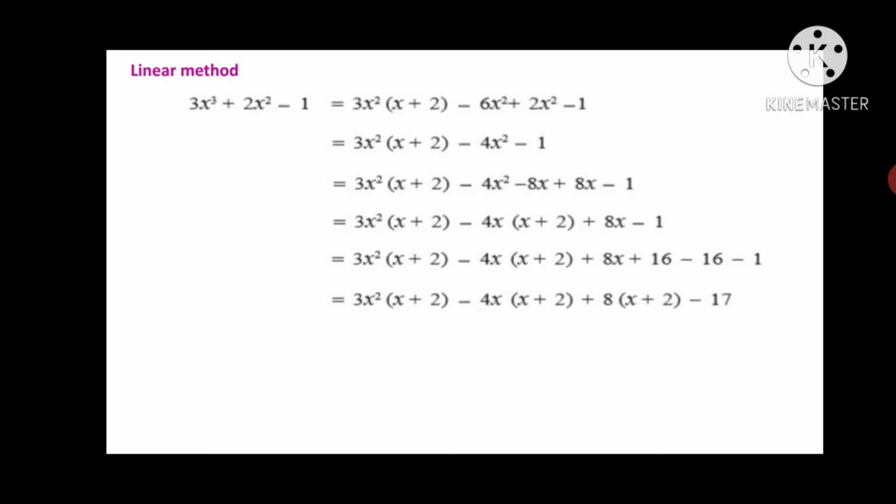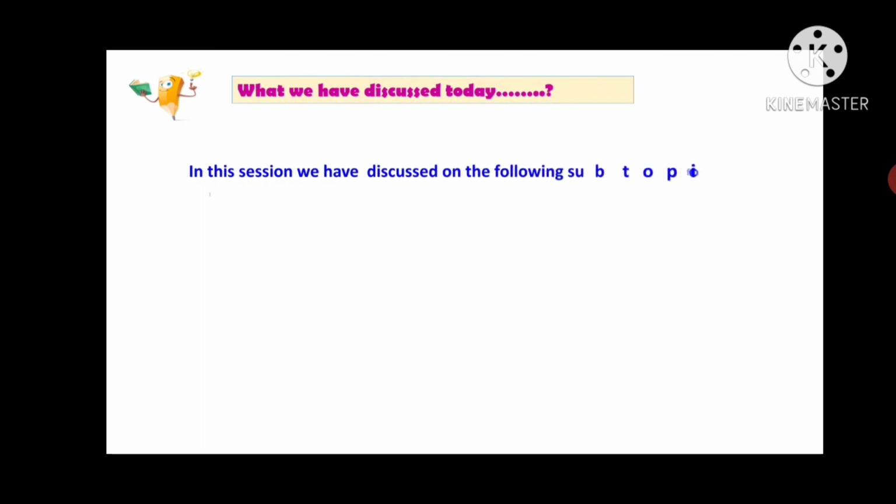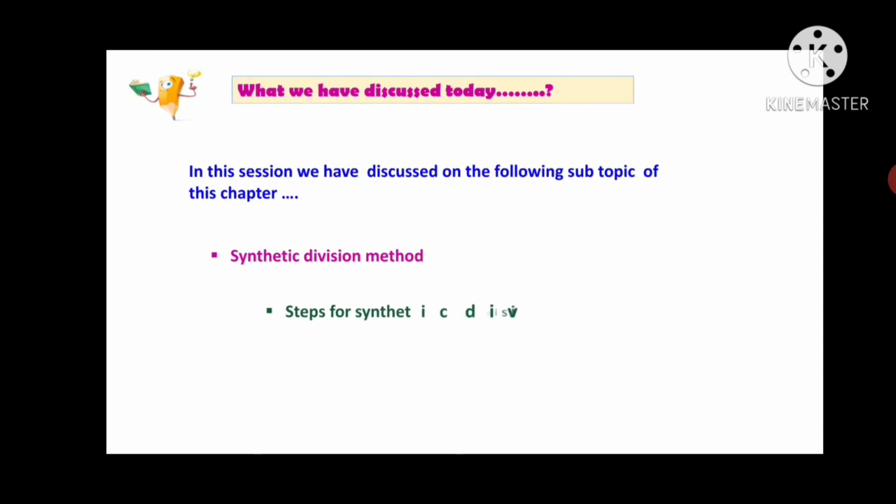Among all these, x plus 2 is common, that is taken out. So the result you are getting is x plus 2 into bracket 3x square minus 4x plus 8, minus 17. The same result you got from the synthetic division method, that is dividend is equal to divisor into quotient plus remainder. So friends, I think you understood the synthetic division method very easily. What we have discussed today is the synthetic division method and the steps of how to carry it out.